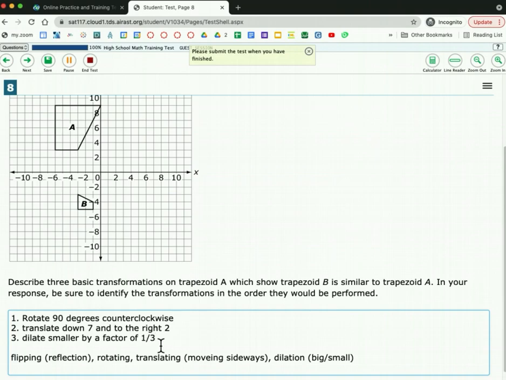Also, if I rotate 90 degrees counterclockwise, I want it to be around this point right here, around point -3, +3. This is probably the most specific that you would want to be in this case. This is also not the only way you could do it. If you can think of another way to make A turn into B, that can be right as well. If all you can do is list out rotate, translate, and dilate, that's okay too. You can get some partial points by doing that. So it doesn't have to be this exact.